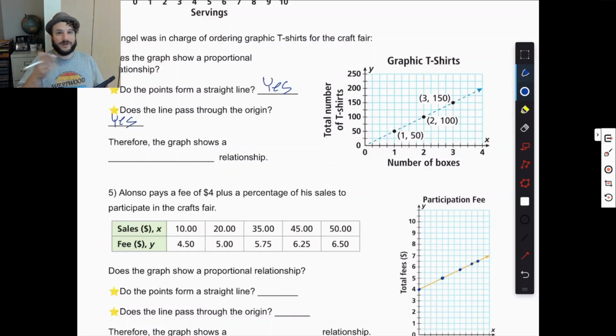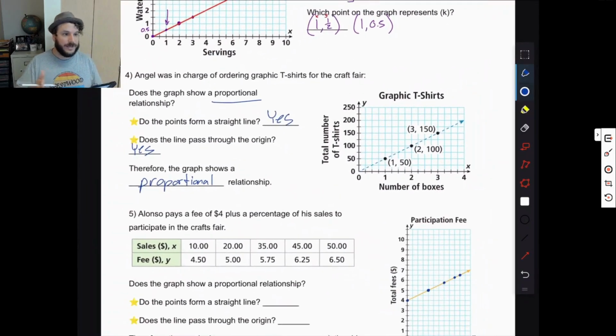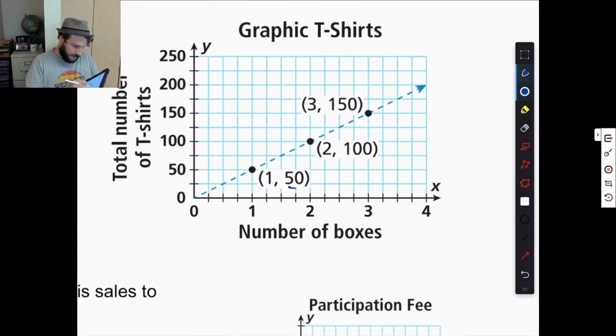And if you're having trouble spelling, try looking at other spots where it's spelled. So we do have to spell out proportional. Proportional. So this shows a proportional relationship. What that means is the amount of t-shirts per box is staying the same. It's not like there's one box that has 10 and one that has 3 and one that has 500. That'd be a big box. On this one, every single box you can see here has 50. It's going up by 50 each time. 50, 100, 150. So this is a proportional relationship.